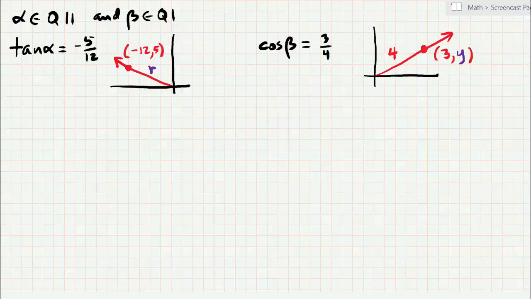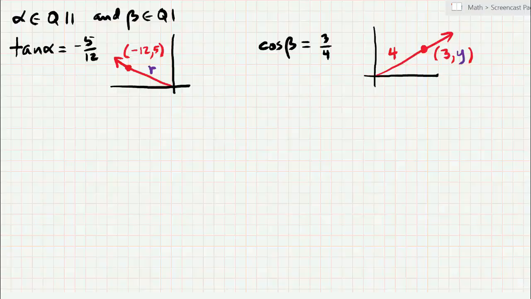In this example, our goal is to figure out what cosine of alpha minus beta is given some information. We're told that alpha is in quadrant 2 with a tangent value of negative 5/12. So I've drawn that on the left here. I've drawn an angle in quadrant 2 that has a tangent value of negative 5/12. We don't know what the radius is. We'll have to find that.